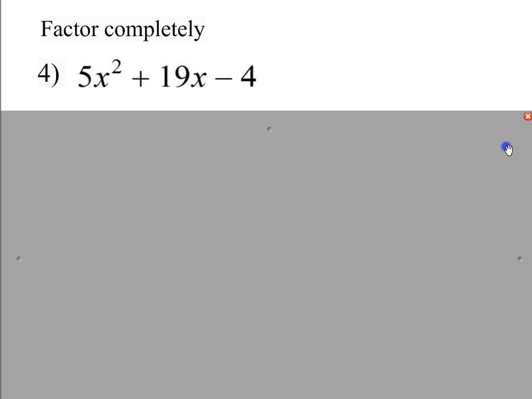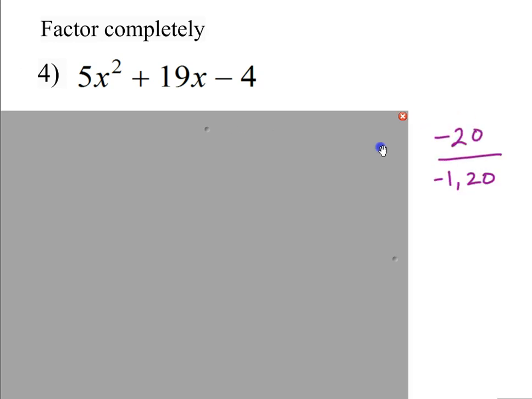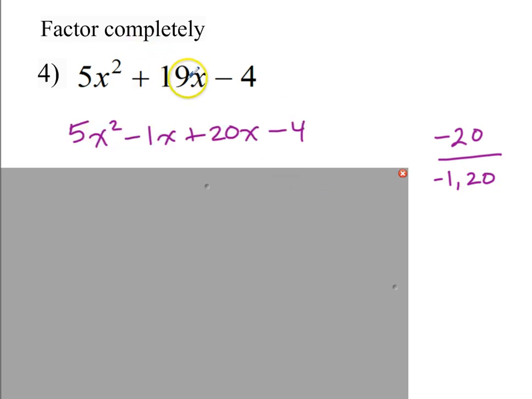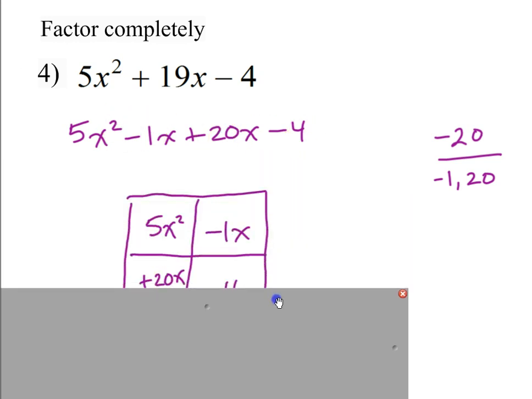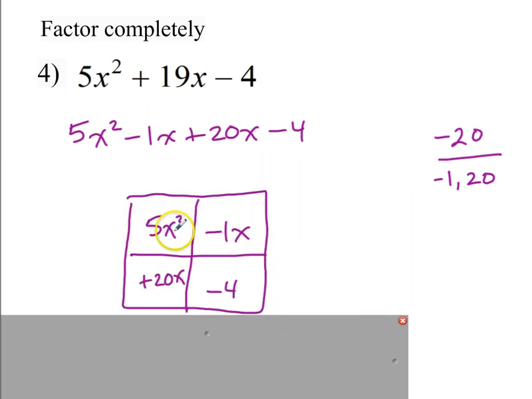Okay, so hopefully you've gotten as far as you can. You know that 5 times negative 4 is negative 20, and we want two numbers that multiply to be negative 20 and add up to 19. That would be negative 1 and 20. Cool, so we're going to split up the 19x into negative 1x and 20x. We have four components, therefore I can put those into my window, 5x squared, 20x, negative 1x, negative 4.